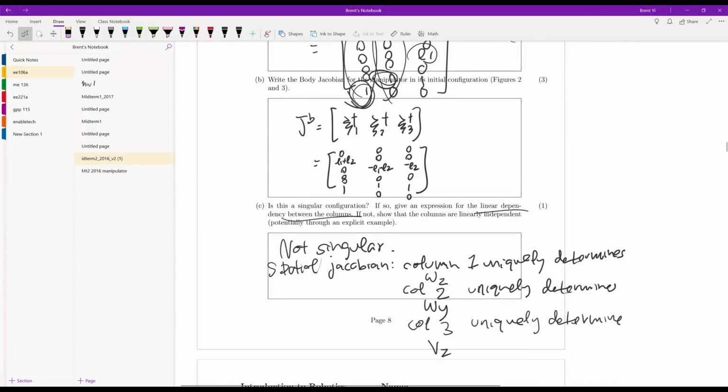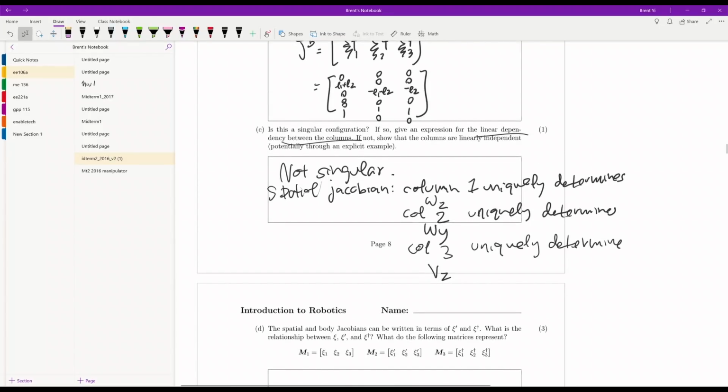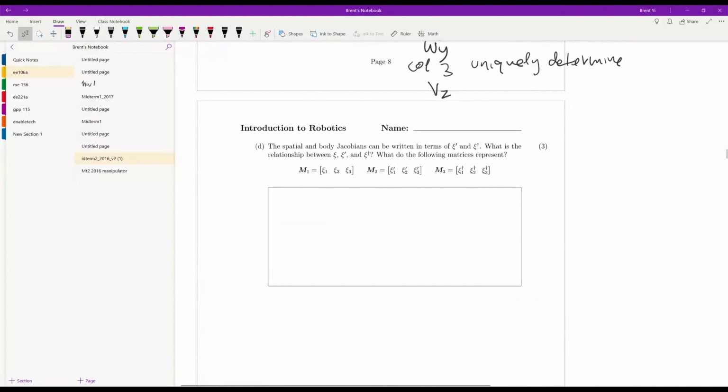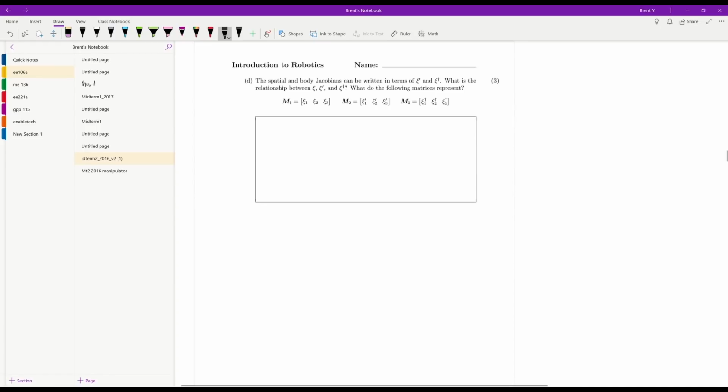The official solutions are probably a little bit different from this, but there's a lot of ways you can write this, so it's pretty open-ended. Cool. So that's parts A through C. Part D asks us what the relationship is between twist, twist prime, and twist dagger. It also asks us what each of these matrices represent.